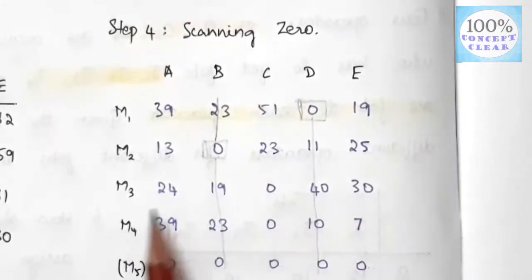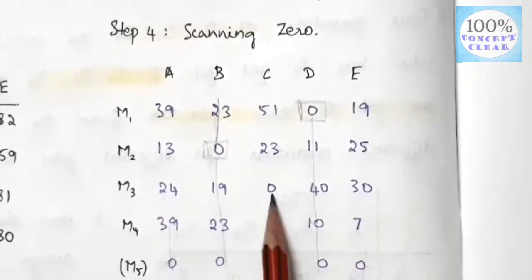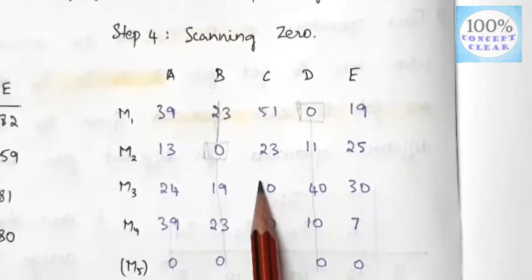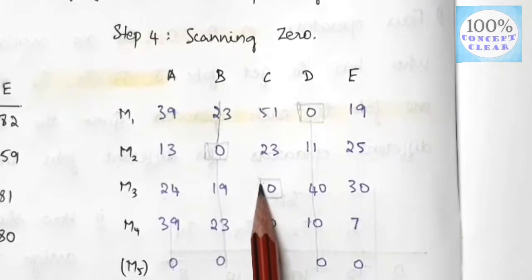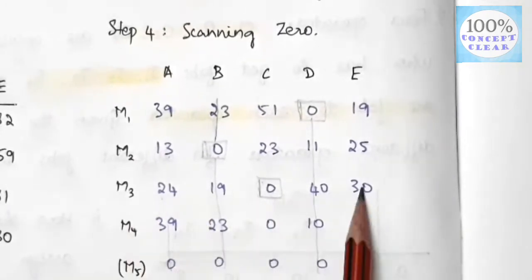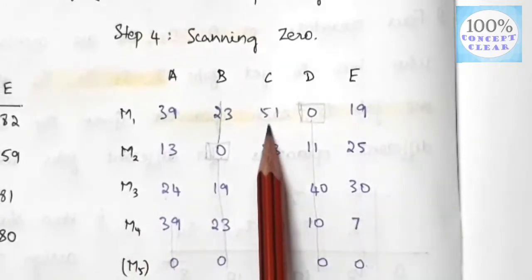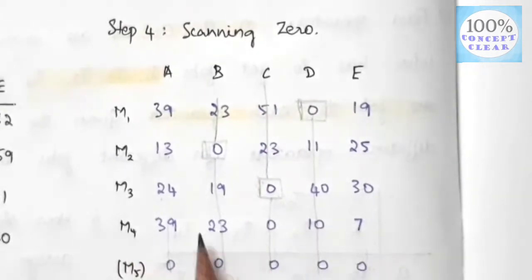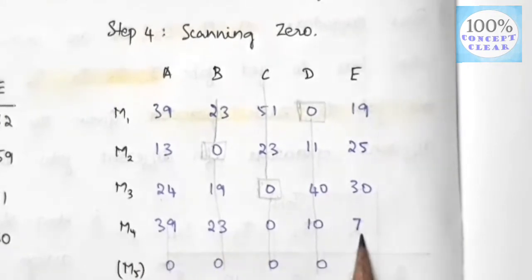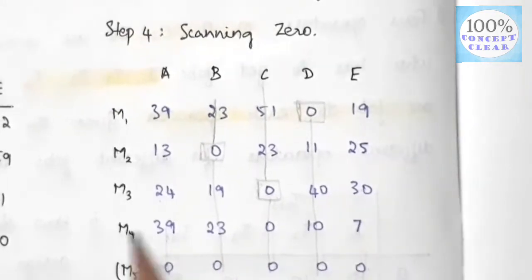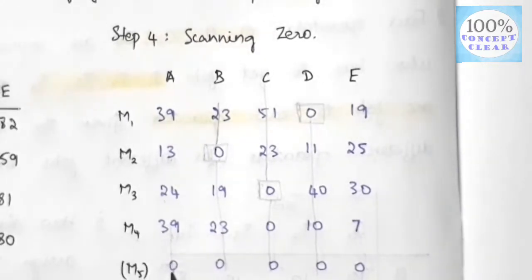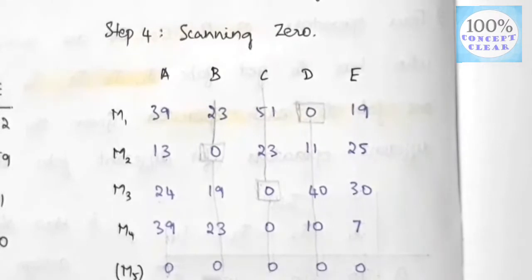Now check the third row. In the third row we have 24, 0, 30. Here also we have 1 zero, so we can mark that 0. Now we marked this row wise, so we can cancel column wise. Now check the fourth row. In this row we have 39 and 7. There are no zeros here, so skip that row and move to the fifth row. In the fifth row we have 0, this 0 and this 0. So here we have 2 zeros, so also skip that row.